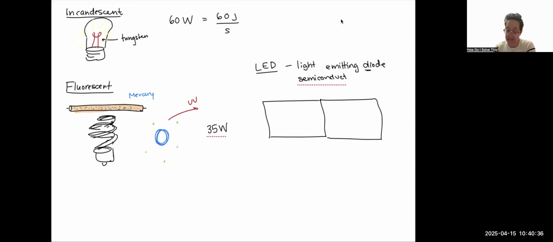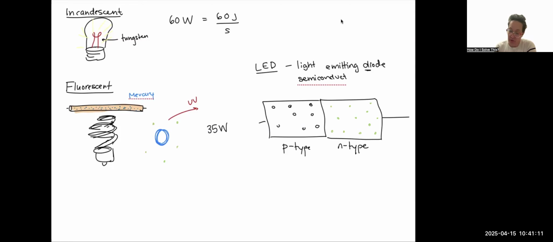So on one side, we have what is called an N-type semiconductor, which is where there are a lot of extra electrons in the material. And then on the other side, we have a P-type semiconductor, which is where there are a lot of what we call holes, which is basically just a lack of electrons.